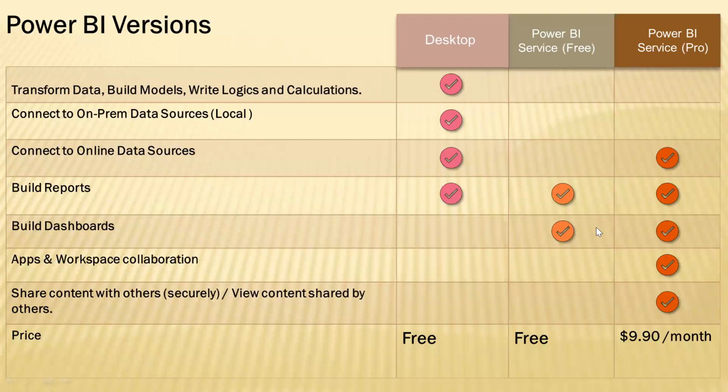Okay, connect to on-prem data sources. Yes, we can connect databases using some data connections. Connect to online data sources. Yes, we can connect ERP systems, SharePoint, OneDrive, all these things we can connect with the desktop. But these things are not possible in Power BI Service. You can see here, we unchecked this, right? So it's not possible. But connecting to online data sources is possible in Pro.